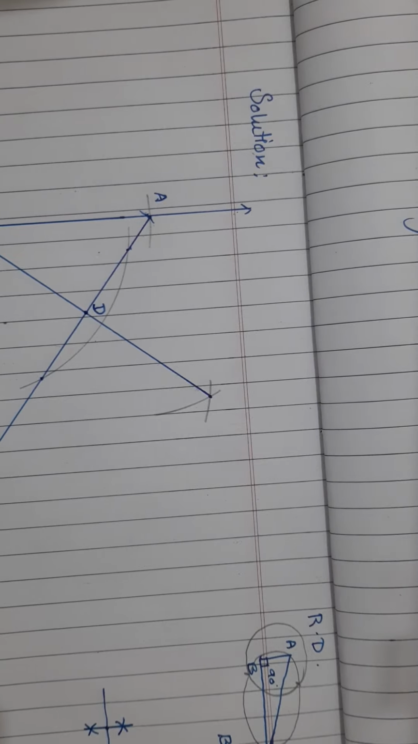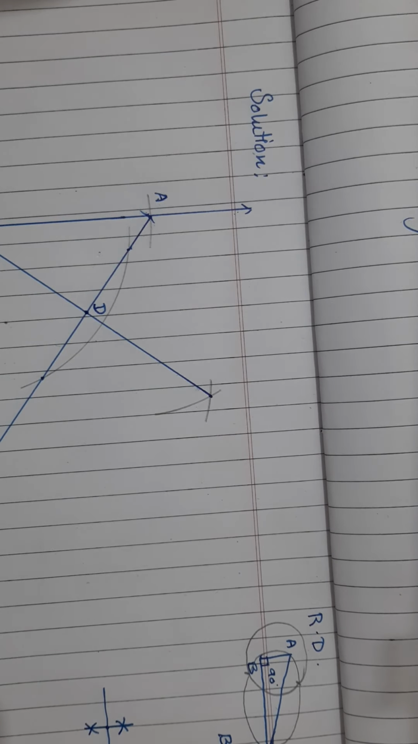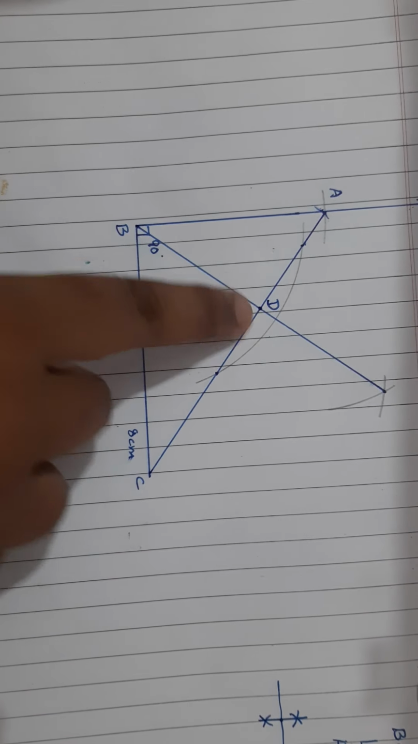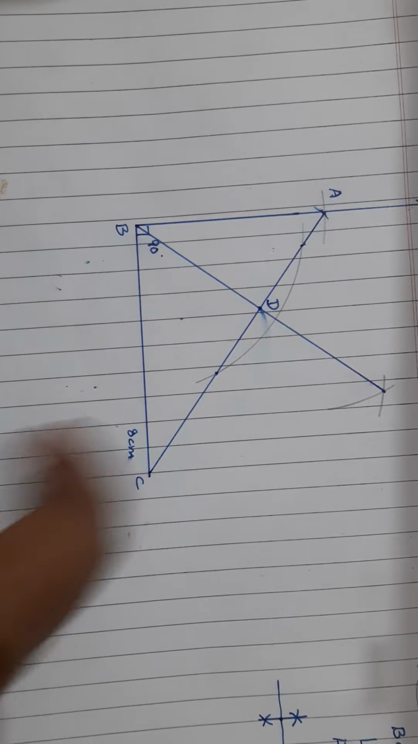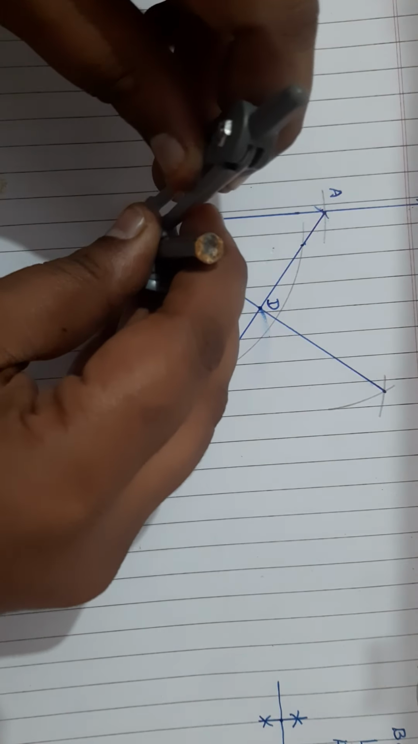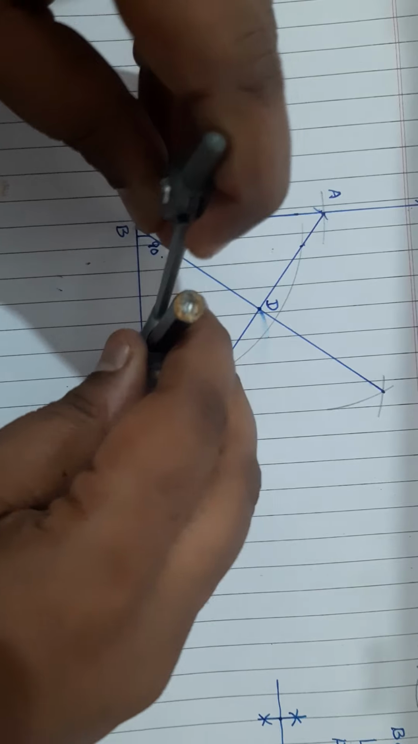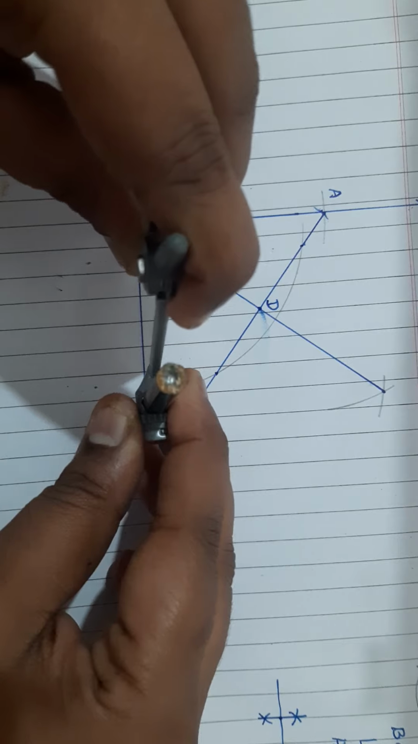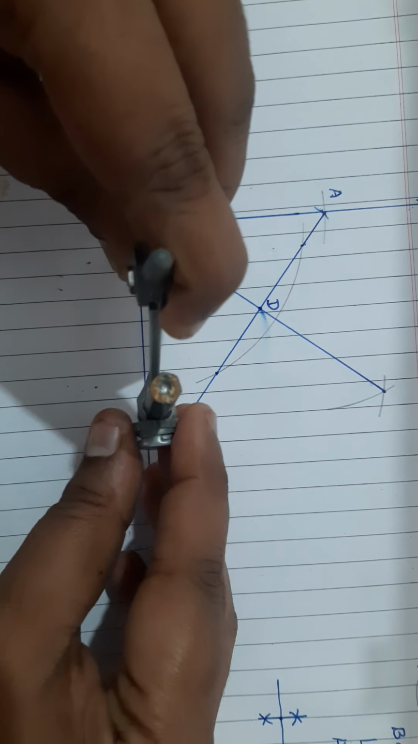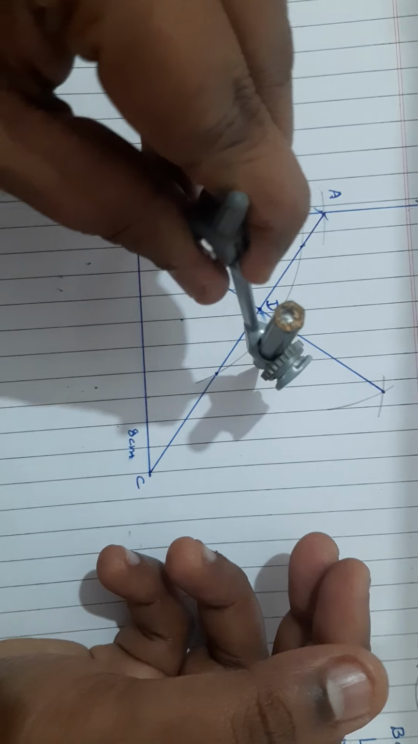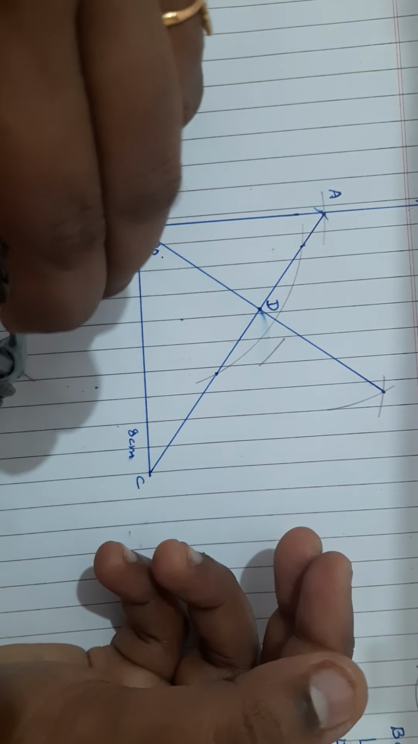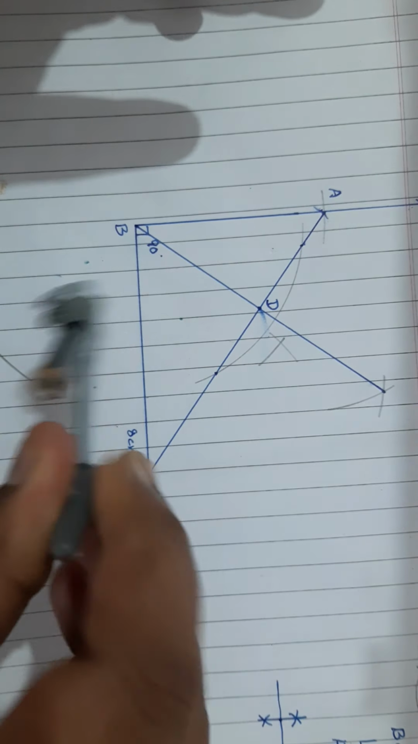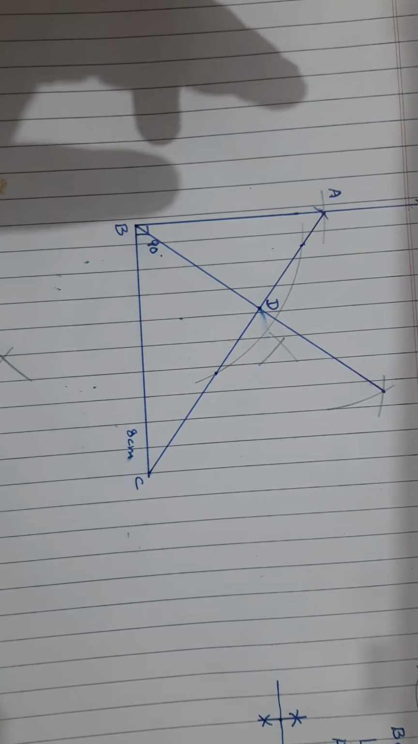How to do this? That means you have to draw a circle through B, C, D. To draw a circle like this, how to do? You have to take the perpendicular bisector. Take three-fourths, just cut out one arc here and one arc here. Just keep the point needle here. Just cut out one arc here and one arc here.